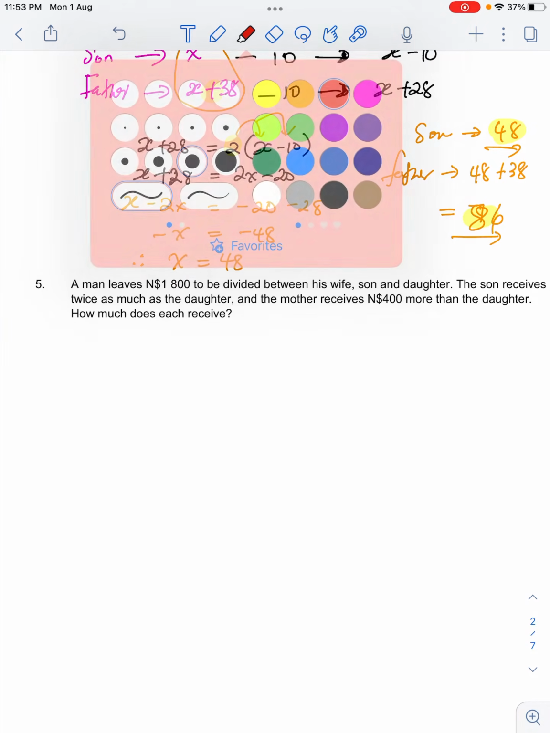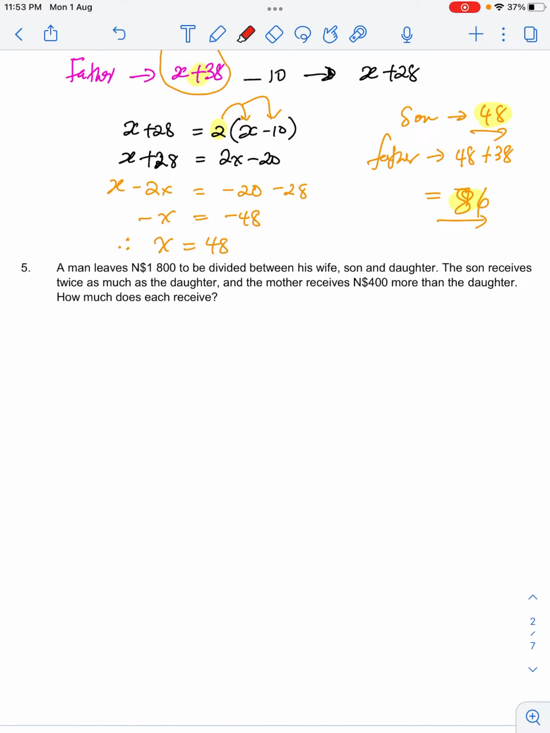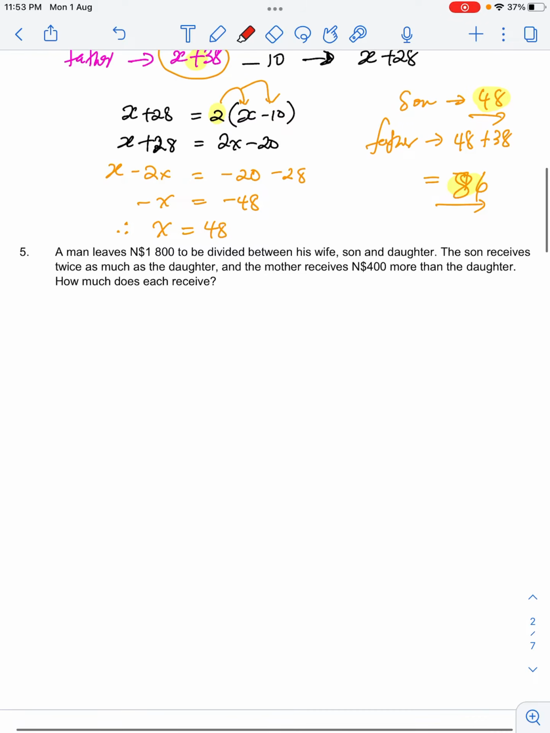Okay, so these questions on money are always difficult for people. So this one is not that difficult though. You just have to read the question. A man leaves 1,800 to be divided between his wife, son, and daughter. The son receives twice as much as the daughter, and the mother receives 400 more than the daughter.